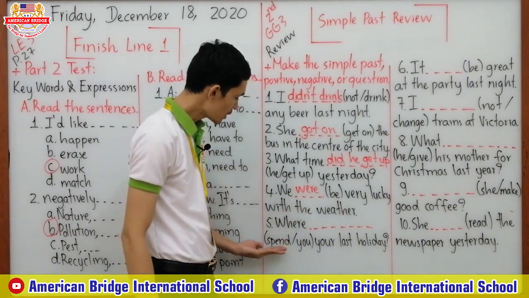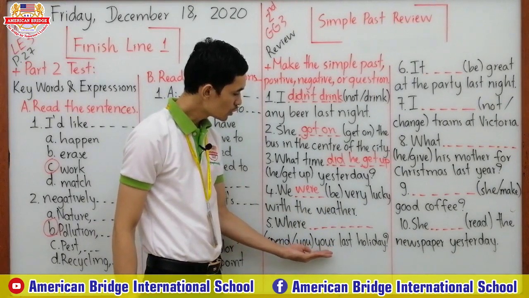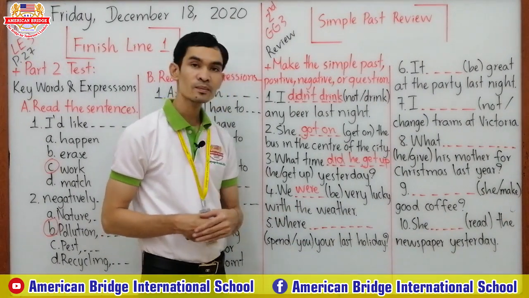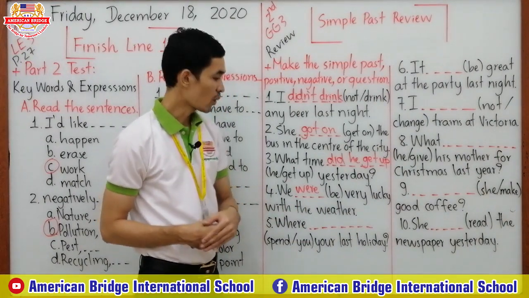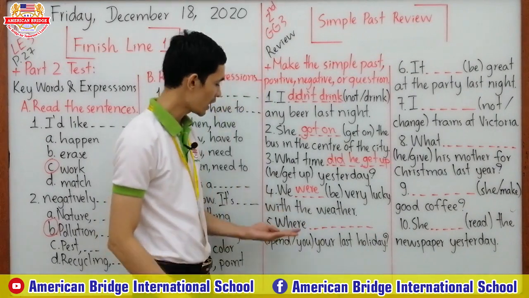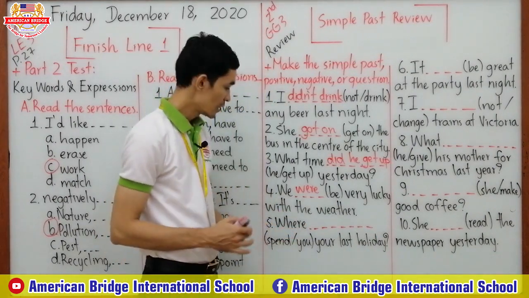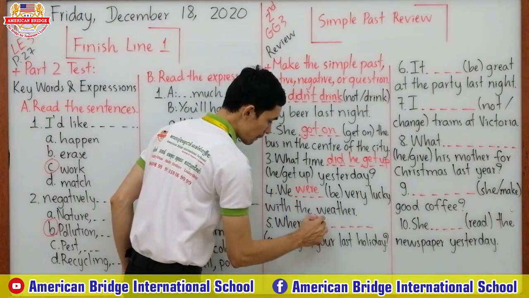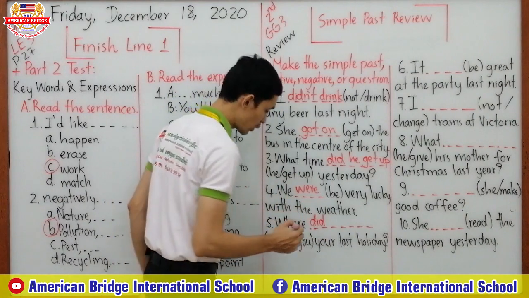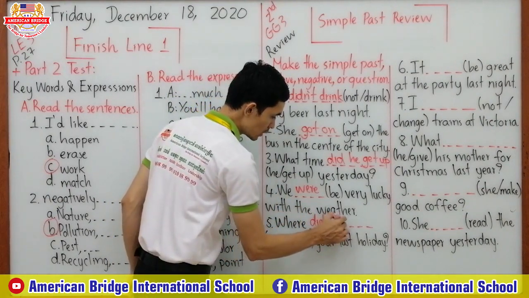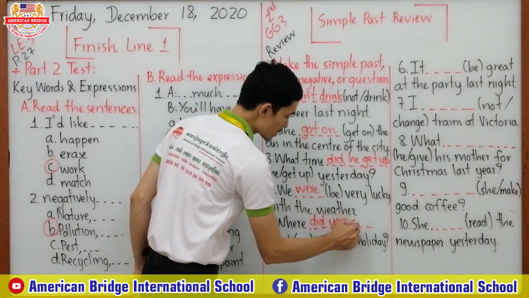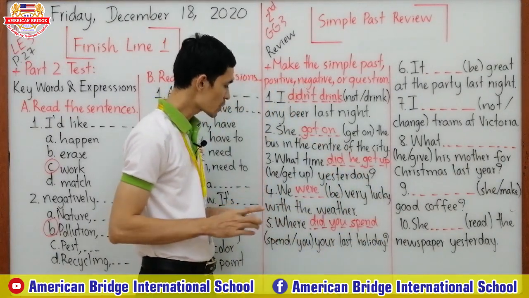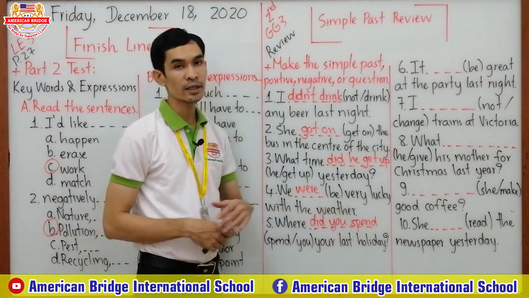Where blank you spend your last holiday? So it must be a question, right? Because you see a question mark and it starts with a WH word. So how do you make it? A question starts with did, right? Did, and after that plus the subject. What is the subject? You. Okay, did you, and after that the verb, right? Did you spend? Where did you spend your last holiday?